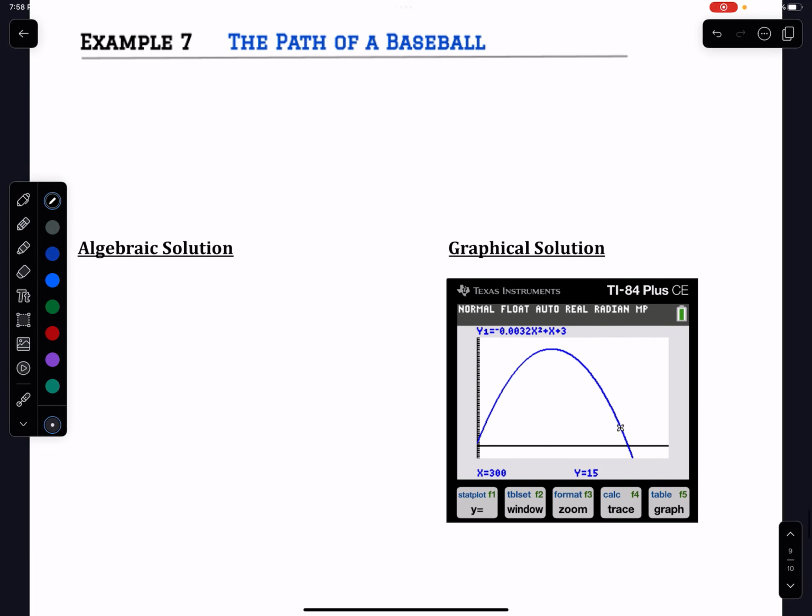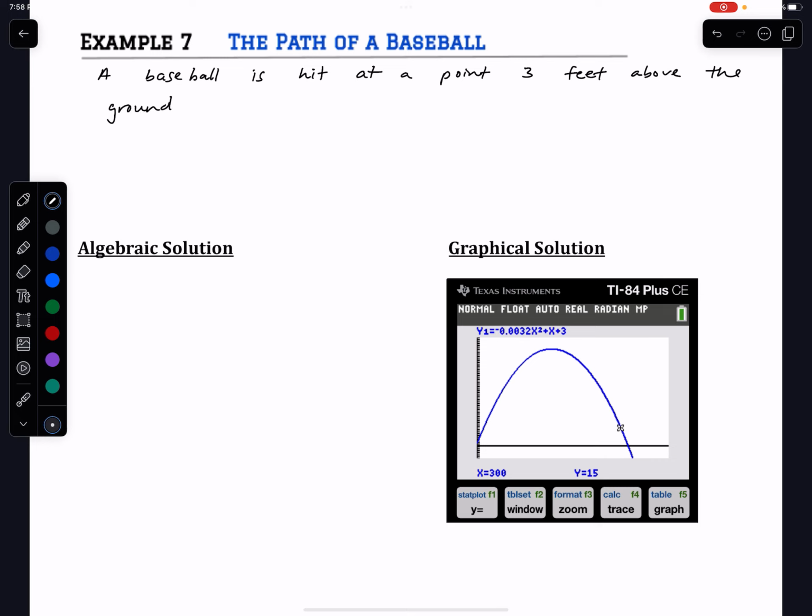Okay, example 7. Word problem. A baseball is hit at a point 3 feet above the ground at a velocity of 100 feet per second, at an angle of 45 degrees.